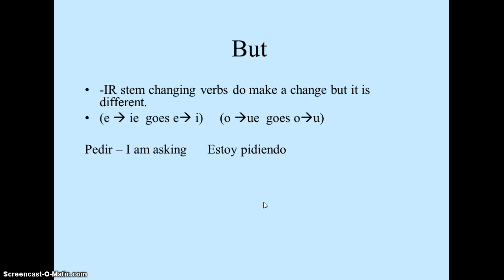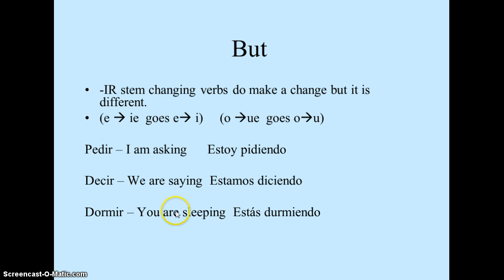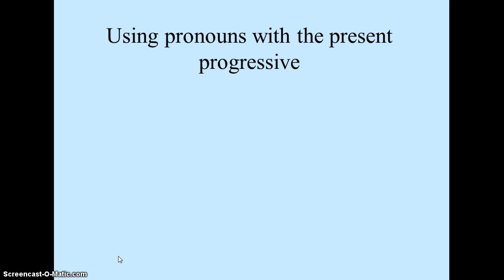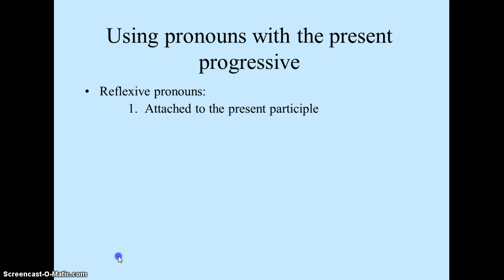Pedir, I am asking, will be estoy pidiendo. This year we are saying estamos diciendo. Dormir, you are sleeping, estás durmiendo. Using pronouns with the present progressive, reflexive pronouns, you're going to attach them.